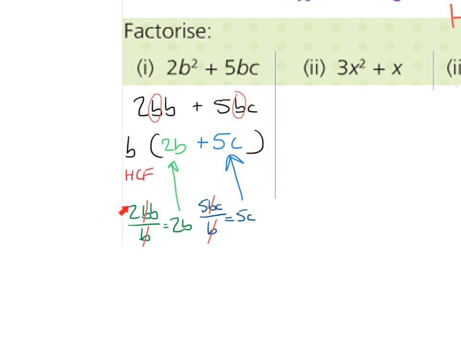This is just our rough work. So it's a good idea to check your answer by writing out your answer again and then multiplying out the brackets and seeing if you get back to the start. So b multiplied by 2b is 2b squared and b times 5c is 5bc. And this is what we started with, so we know that this is correct.